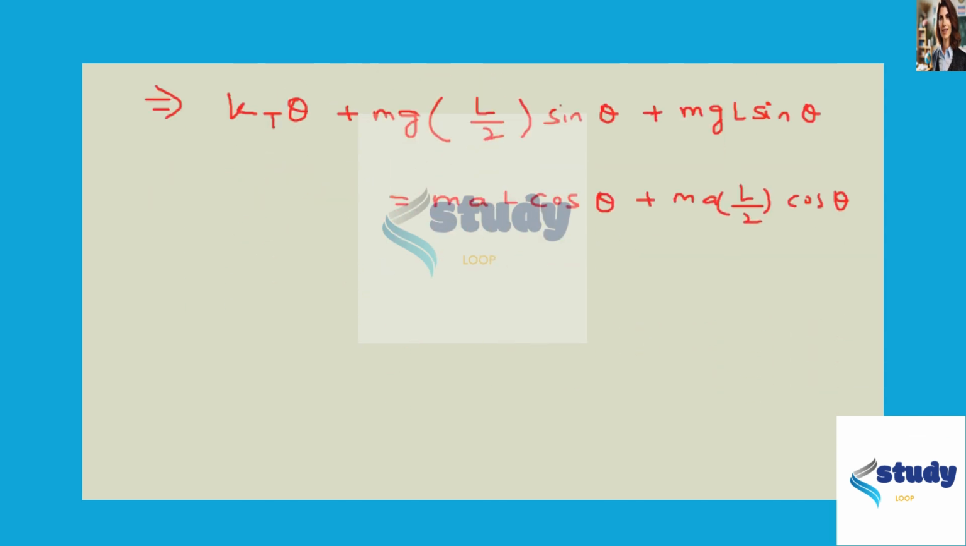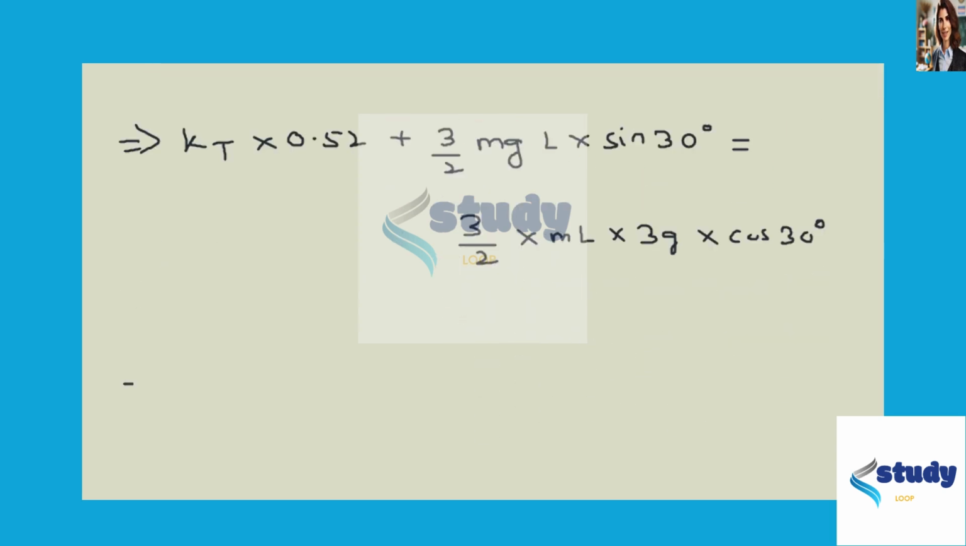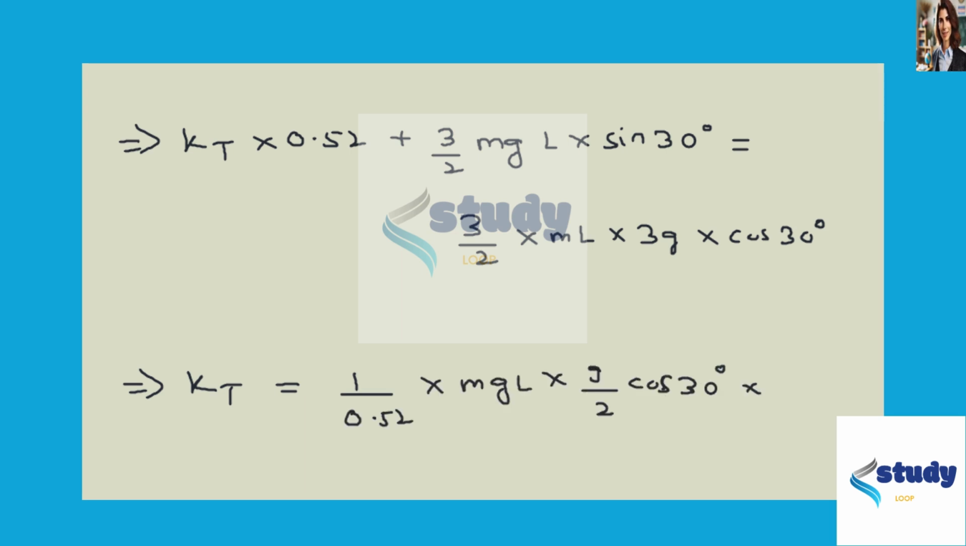In the next step we can write kt into this plus this. I just put some values here, and in the next step I will solve it further. So kt can be written like this. I just solve the upper equation.